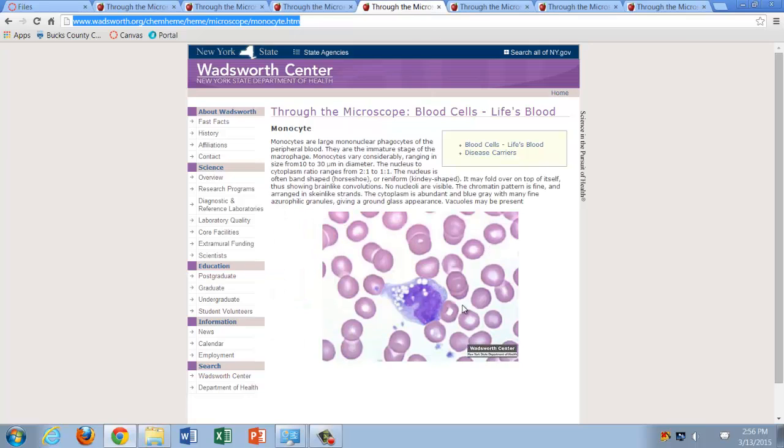Here we have a monocyte, and this is letter F on page 76. This is the largest white blood cell. You can see the red blood cells here. You can see some platelets here. And this has what we call vacuoles in the cytoplasm. Cytoplasm is sometimes described as looking lacy. And the nucleus here forms into a kidney shape or a horseshoe shape, and this is very large.